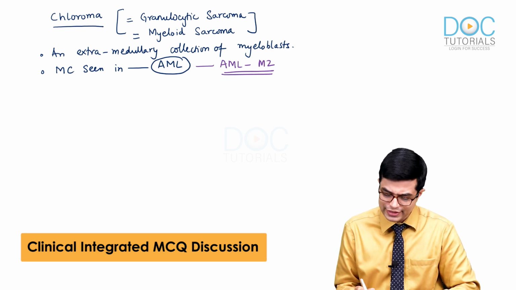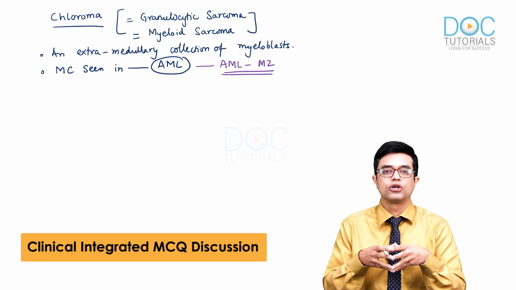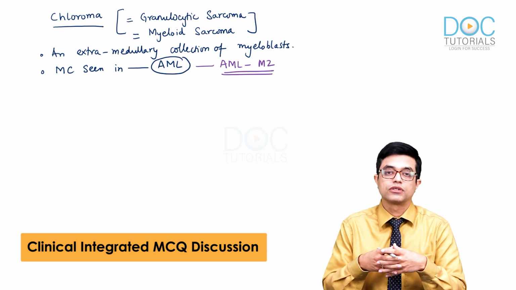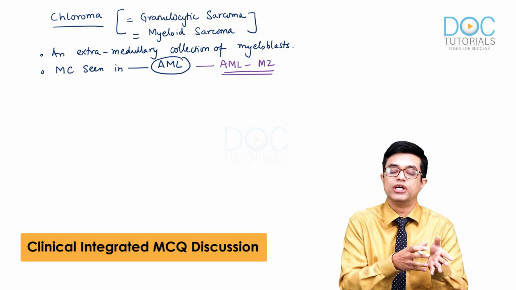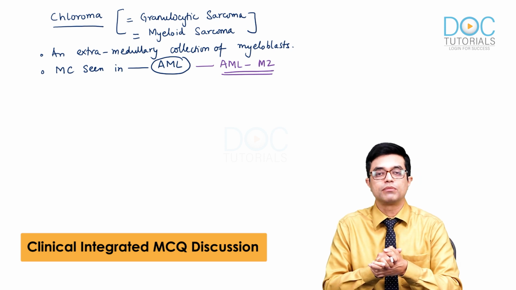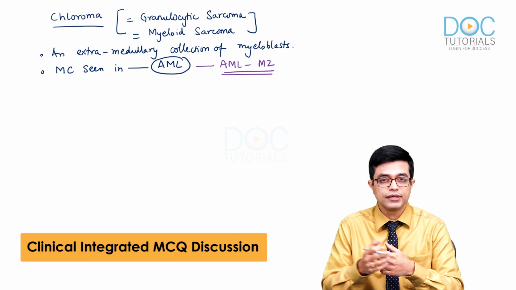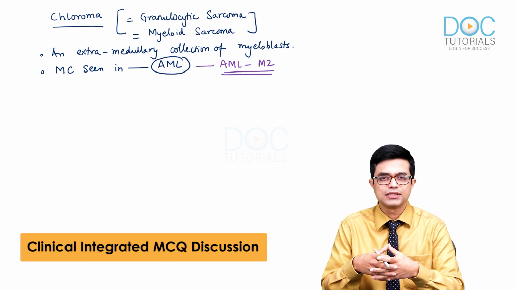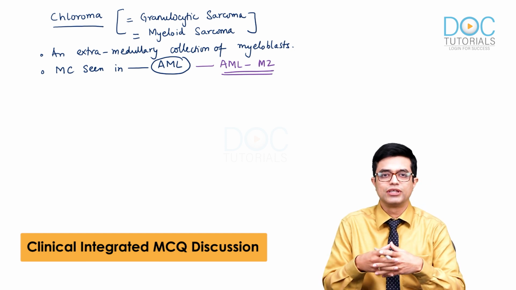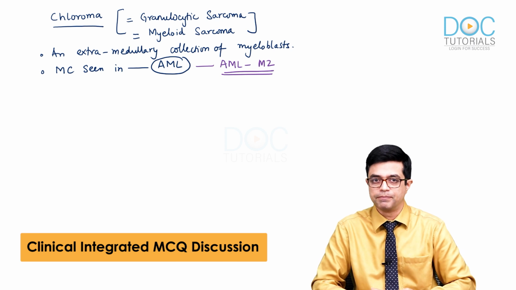Why are they called chloroma? Because the word is derived from chloros. Chloros stands for greenish hue. Tumor cells are positive for myeloperoxidase. Myeloperoxidase is greenish in color, and when you do biopsy samples, a greenish hue is seen. So the name chloroma came from there.